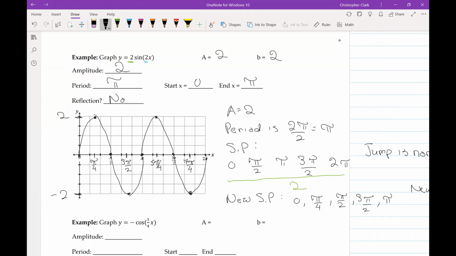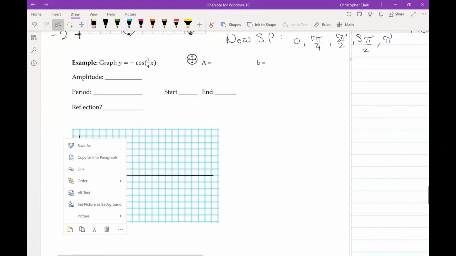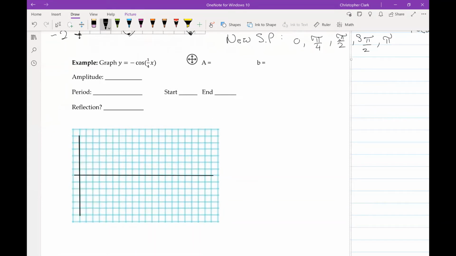All right. So we now have something that's a little bit more interesting. Cosine, or y equals negative cosine of x over 4. So in this case, A is -1, B is 1/4. So the amplitude is the absolute value of our A coefficient, which is just 1. What happens to the period? Okay, so the period is 2 pi over B, which is equal to 2 pi over 1/4.